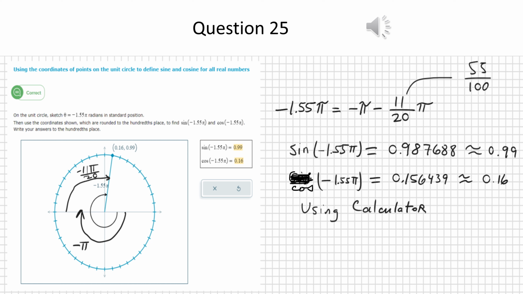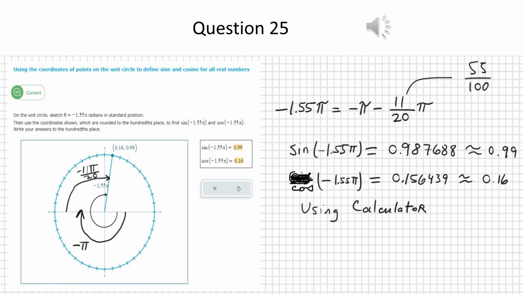Okay, this is a little bit weird. It's weird because of two things. The angle is negative and it's a decimal, 1.55 pi radians. To analyze this, I propose one idea. You separate -1, which is negative pi, and minus 55 over 100 or 0.55, which is the same in decimal or fraction. I prefer fraction. When you reduce to lowest terms, it's 11 over 20 pi.